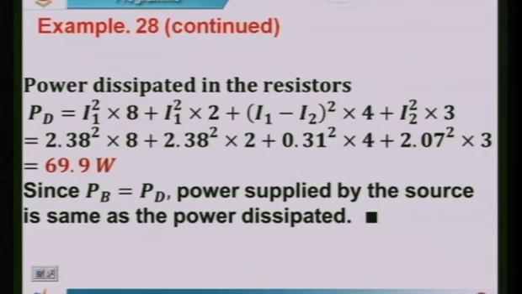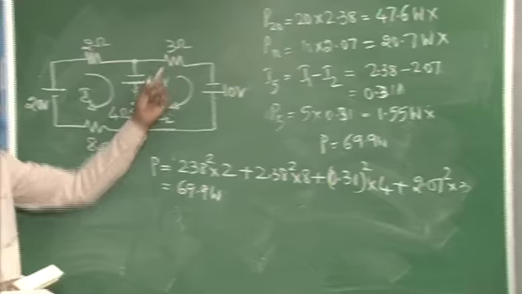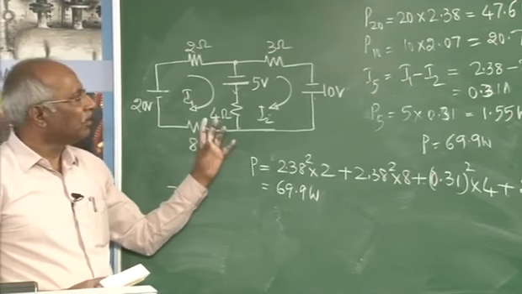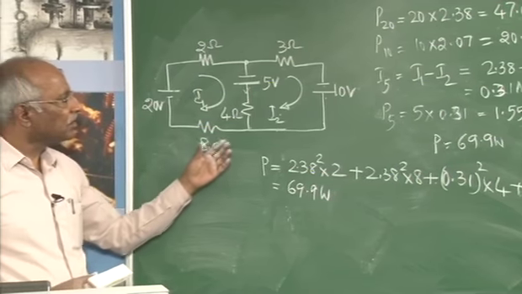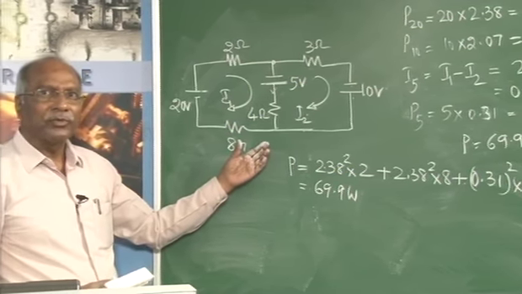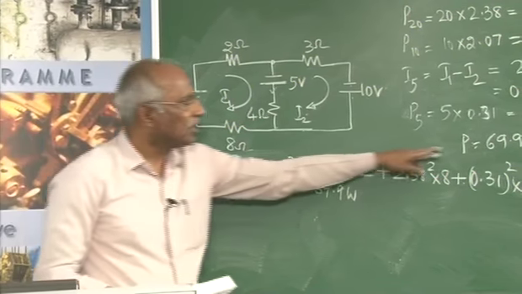Since the power supplied by the batteries is the same as the power consumed by the resistors, you can say energy conservation is satisfied. The power input must be equal to the power consumed. In that respect, these two are the same.